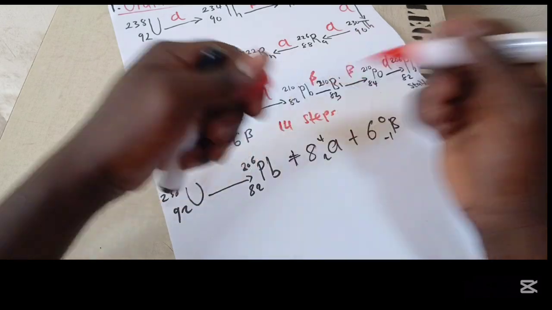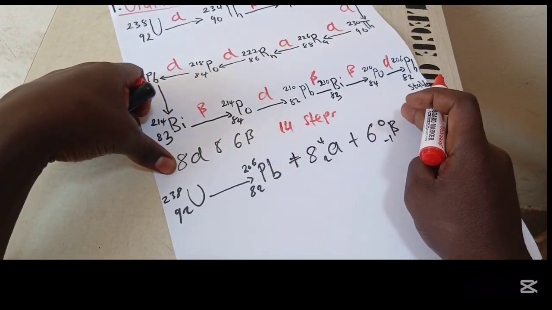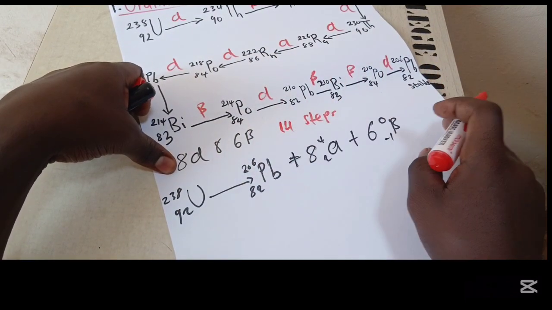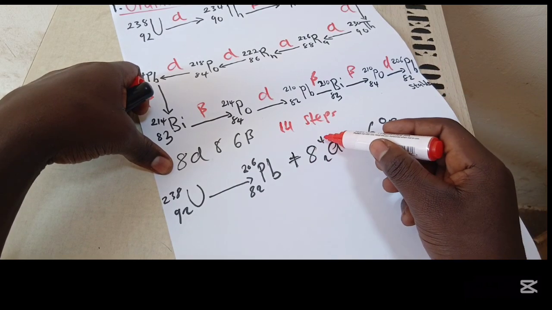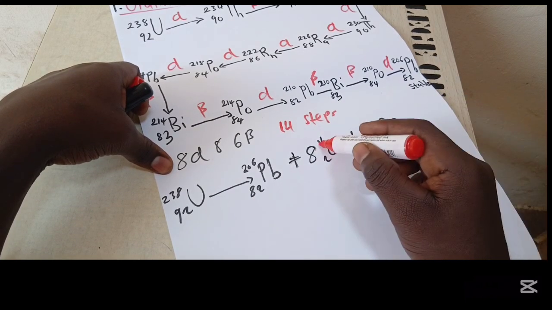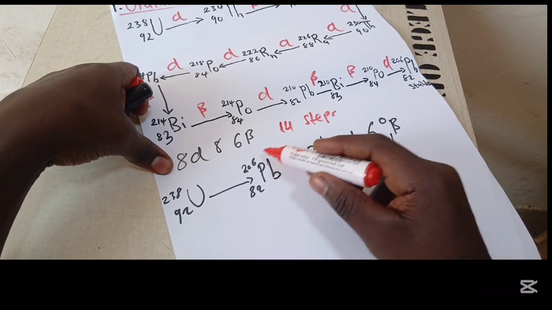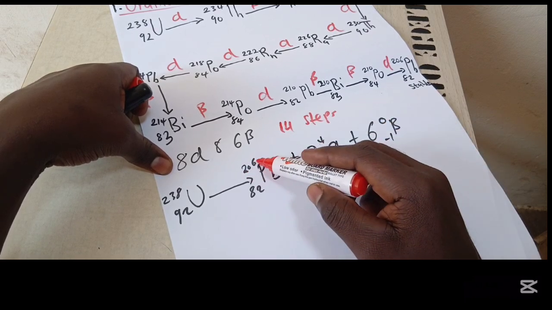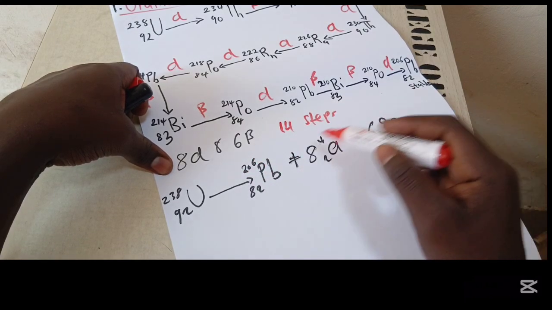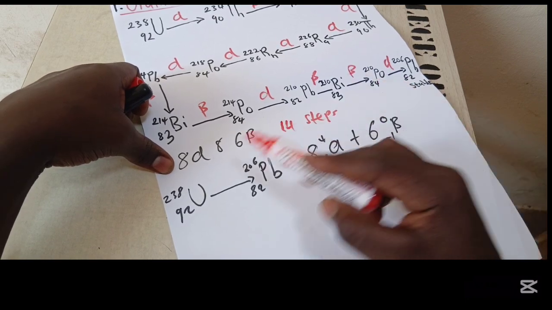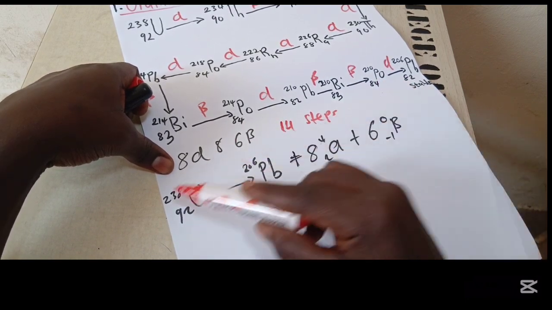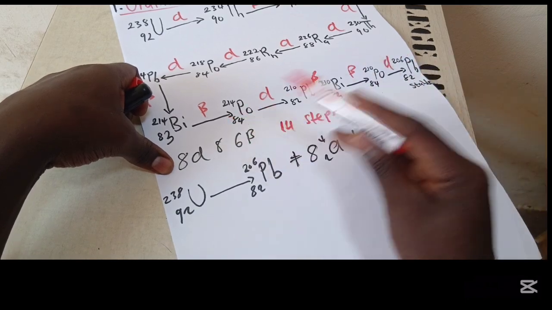If we check the total mass on the product side and the total mass on the reactant side, it will be the same. So here we have 8 by 4, which gives us 32. 32 plus 206, and then plus 6 by 0, which is 0, is going to give us 238. And we have 238 here. That means the masses are balanced.